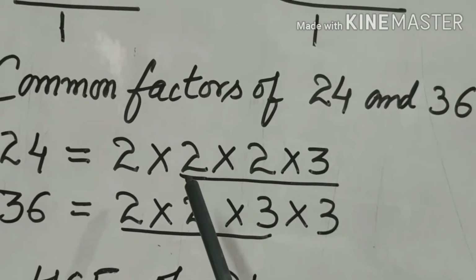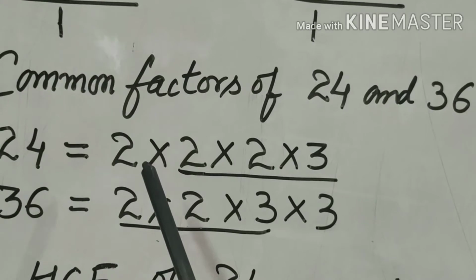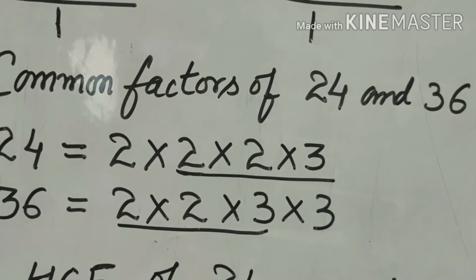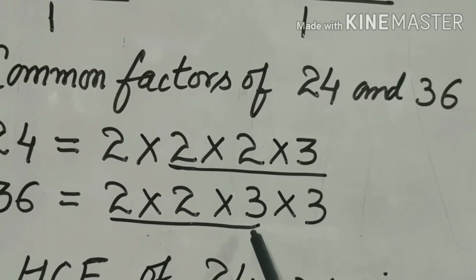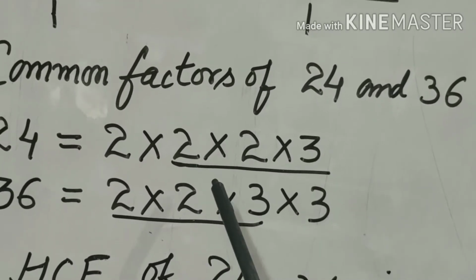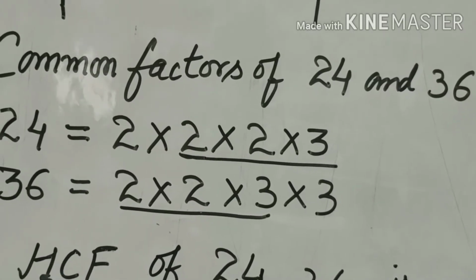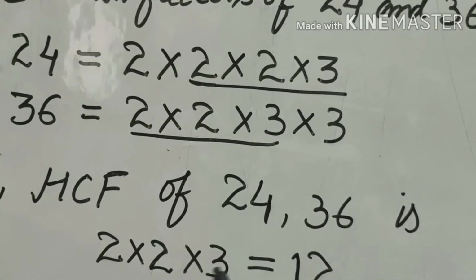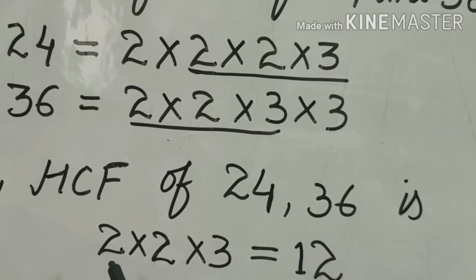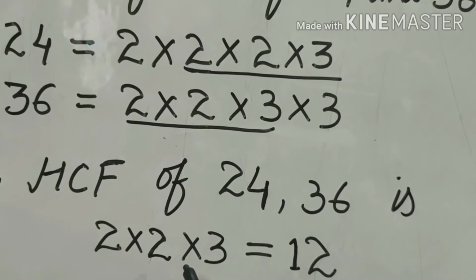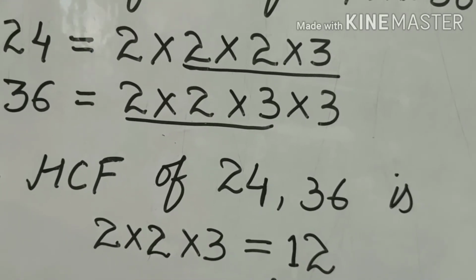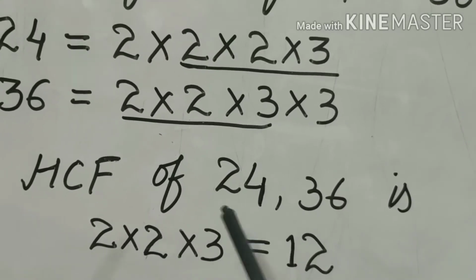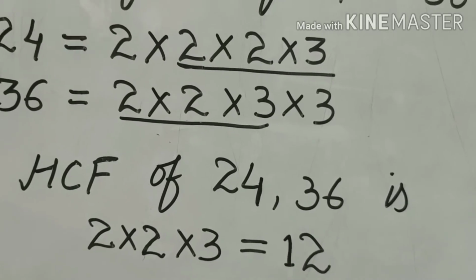Now, what are the common factors of these two numbers? 2, 2, 3. These are the common factors. So, the HCF of 24 and 36 is the product of common factors. 2 multiplied by 2 multiplied by 3 is equal to 12. So we found 12 is the HCF of 24 and 36.